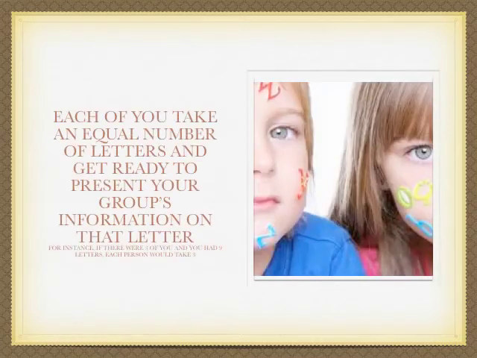Then you're going to divide your group's letters up. Each of you is going to take an equal number of letters and get ready to present your group's information on that letter. So if I'm in a group with 3 people and we were given the first 9 letters of the alphabet, each of us is going to take 3 of them. So I might have A, B, and C that I'm going to create a presentation on. My next group member might have D, E, and F, and then the last one would have G, H, and I. So we'd each have 3 letters that we were going to focus on making a presentation for.